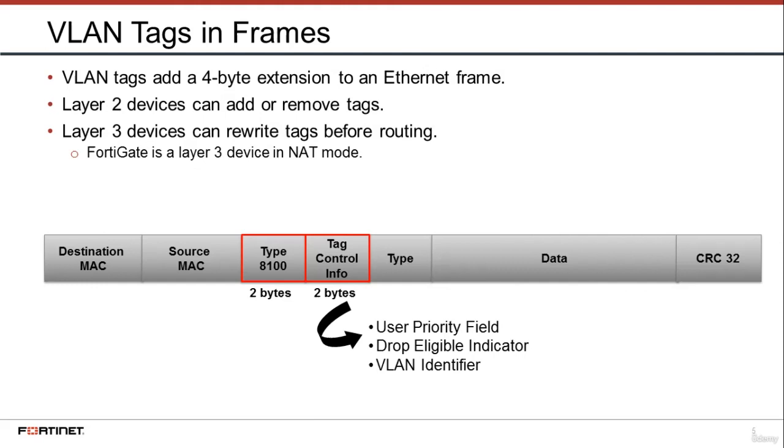How does FortiGate use VLAN tags? When operating in NAT mode, FortiGate operates as an OSI layer 3 router in its most basic configuration. In this mode, VLAN is an interface on the device. VLAN tags may be added on egress, removed on ingress, or rewritten based on a routing decision. FortiGate does not add VLAN tags on ingress. This is the responsibility of the previous device.